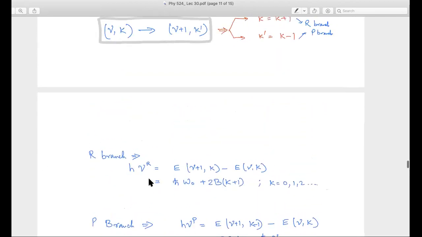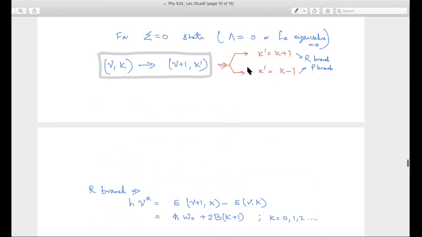So R branch, basically, let's calculate the energy of transitions. So h times nu R is equal to E of nu plus 1, the final state energy, K. Okay. So obviously some typo here. So E of nu plus 1, K plus 1, basically, right? So I go to the K plus 1 state, and minus the initial energy, which is E of nu K.